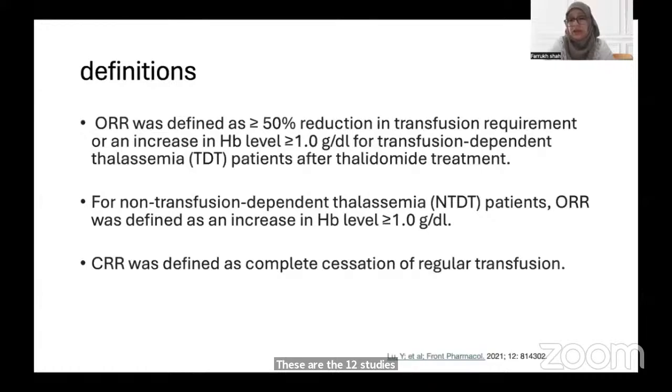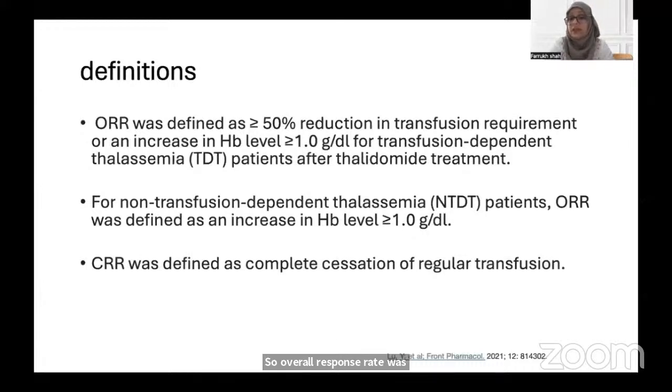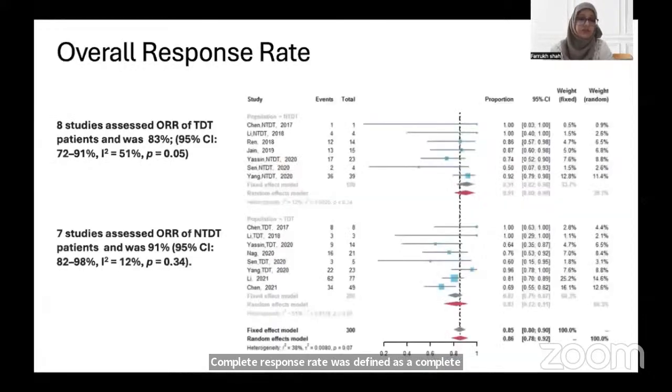Now, the important thing is that we need to think about what the definitions are. Overall response rate was defined as a greater than 50% reduction in transfusion requirement, or an increase in the hemoglobin level of more than 1 gram per deciliter for patients receiving thalidomide. For non-transfusion dependent patients, overall response rate was defined as a hemoglobin increase of more than 1 gram per deciliter. Complete response rate was defined as a complete cessation of regular transfusion.